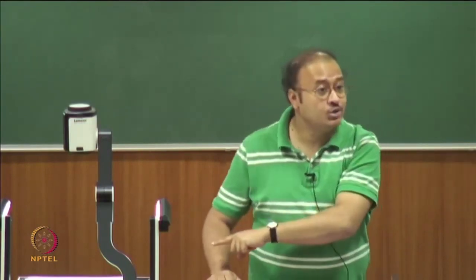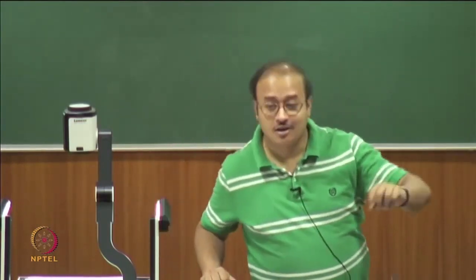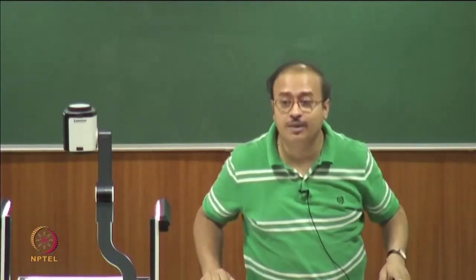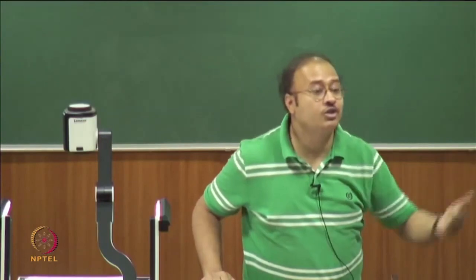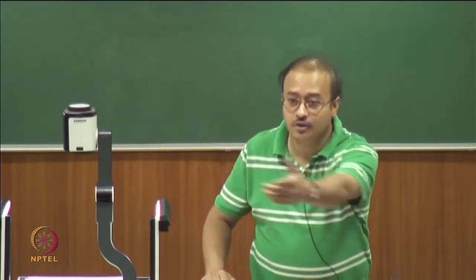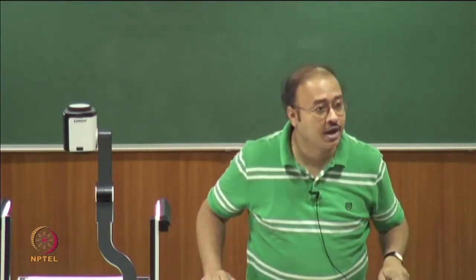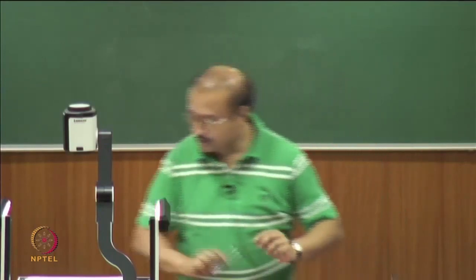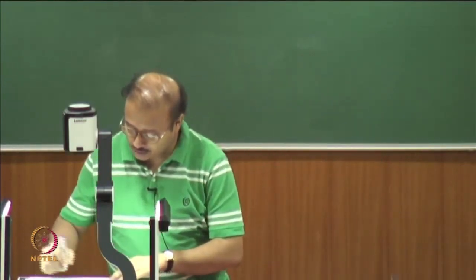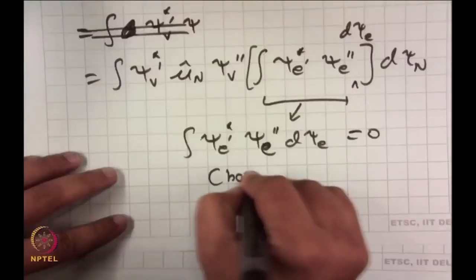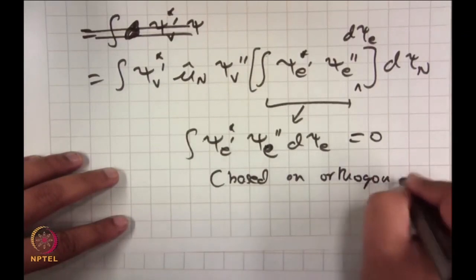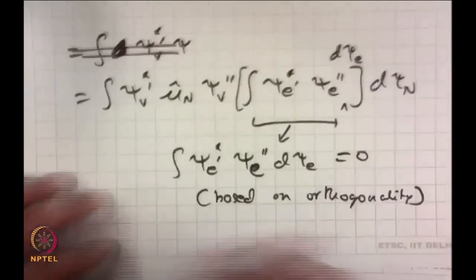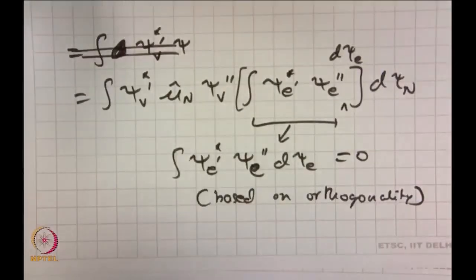Here too, psi electronic double prime and psi electronic prime, they are wave functions of what? The electronic Hamiltonian of whatever system you are considering. Hence, they would be orthogonal. So, therefore, this is equal to 0 based on orthogonality. Is this clear to you?